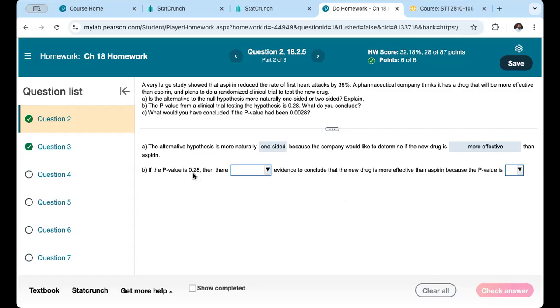So if it's bigger than that, it means that we will fail to reject, which means that there is not enough evidence. Is that okay? There is not sufficient evidence because the p-value is large.